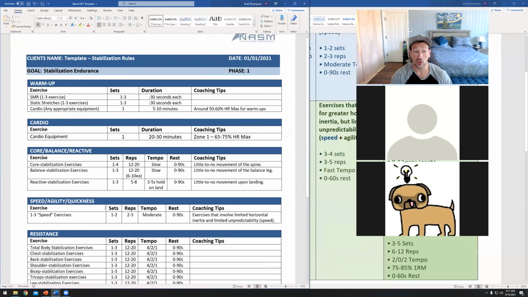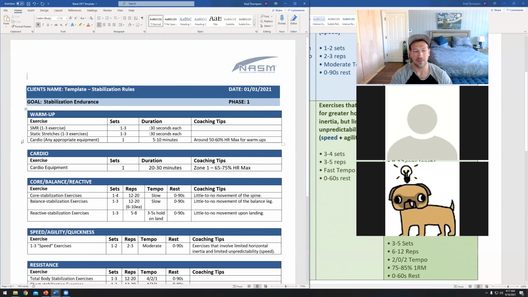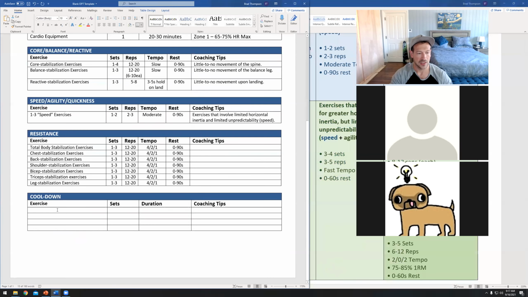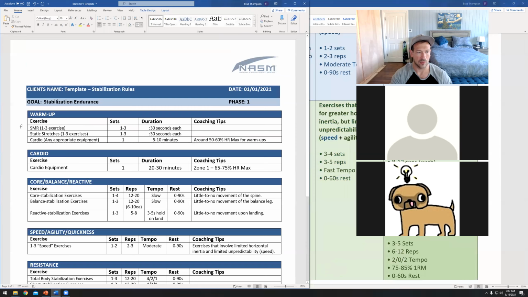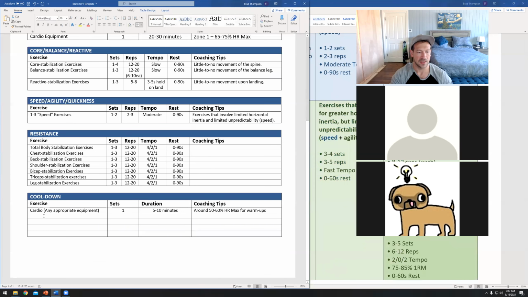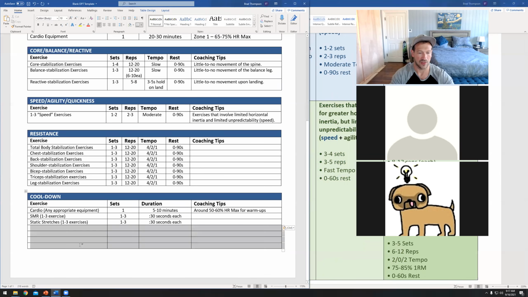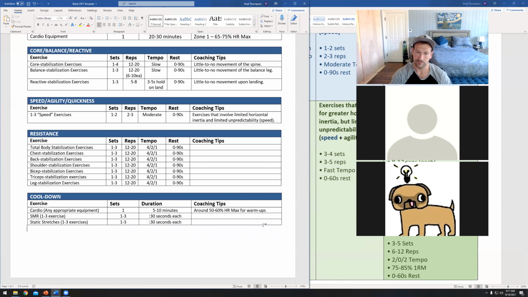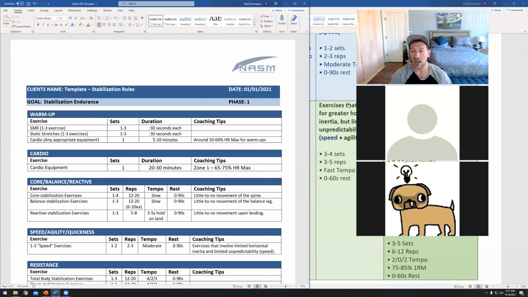So for our cool down, it's basically exactly the same, except that we're going to flip our cardio around, and it's the exact same concept. And then we're just going to do that stabilization version. So any questions on the stabilization stuff, guys? Do you have any questions on how this is working? All this makes sense to you?